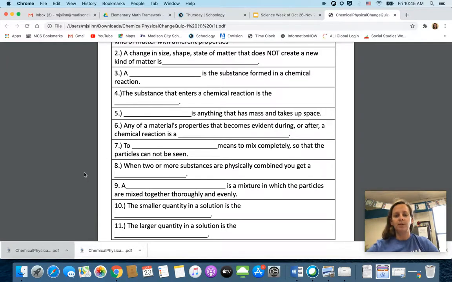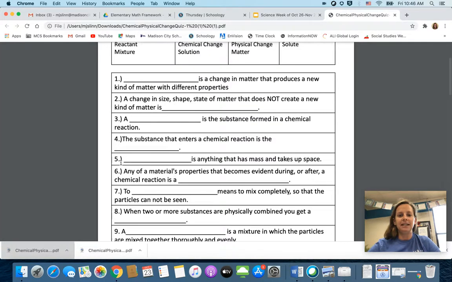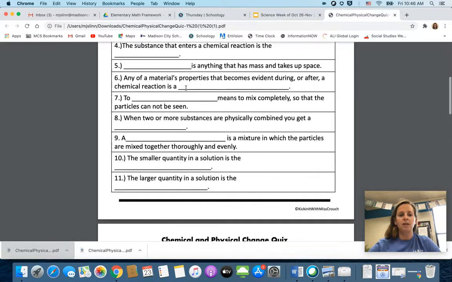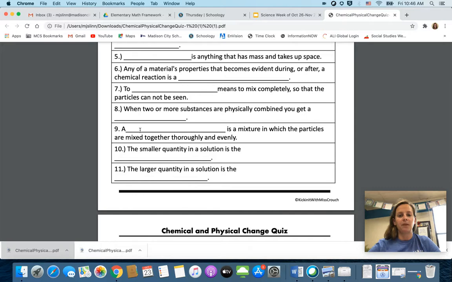When two or more substances are physically combined but not chemically combined, you get a mixture. Number 8 should be mixture. Number 9, a blank is a mixture in which the particles are mixed together thoroughly and evenly. That is a solution. We could also call it a homogeneous mixture.